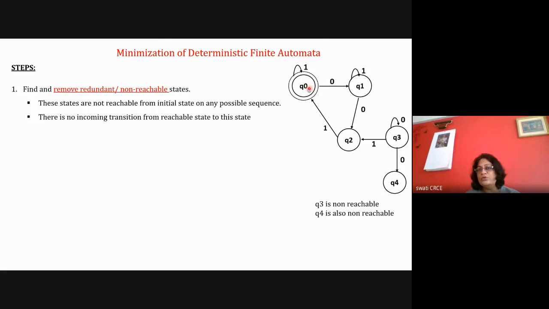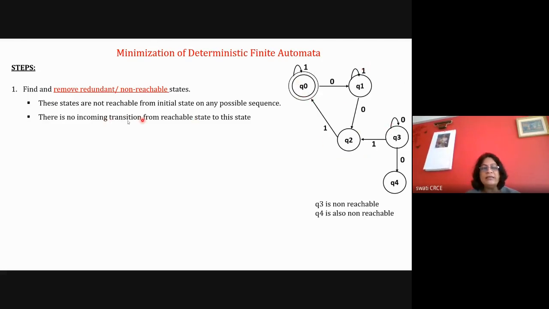Okay, so Q0 is reachable because it is the initial state. Initial state is always reachable. So Q0 is reachable. From Q0 to Q1, Q1 is reachable. Q1 to Q2, so from Q0, Q2 is reachable. So these are the reachable states.